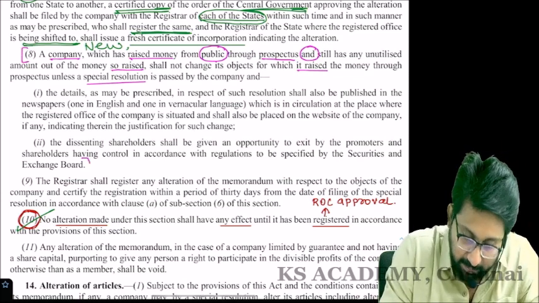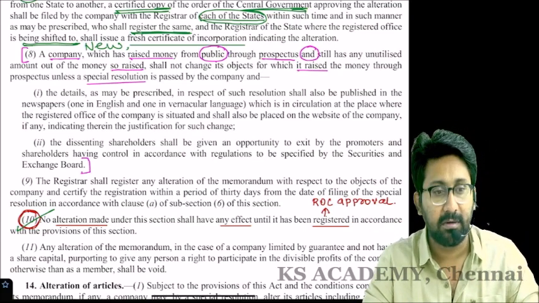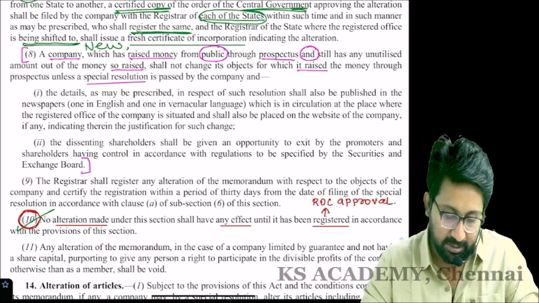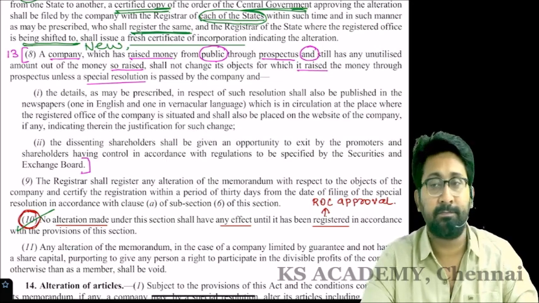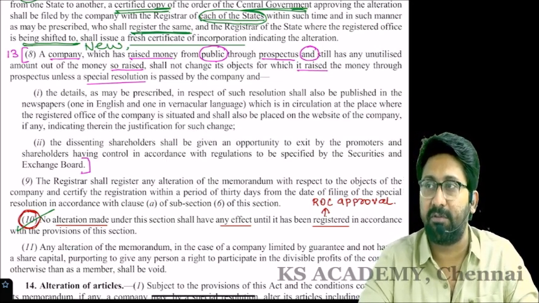Please read the point clearly before we start. Section number 13, subsection number 8. Please read the content for a while. We go with the analysis again.